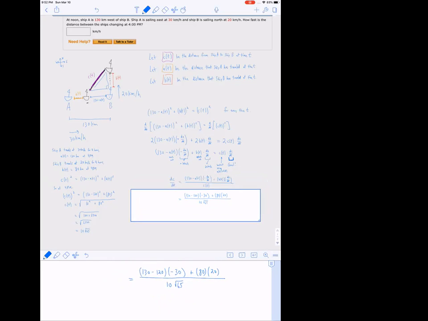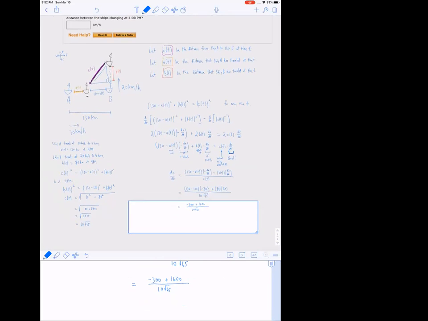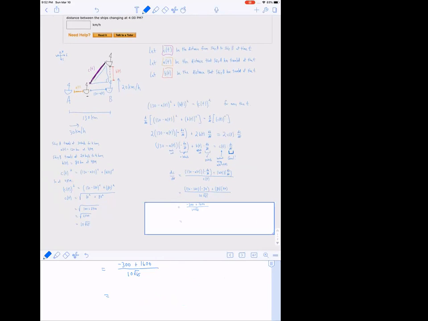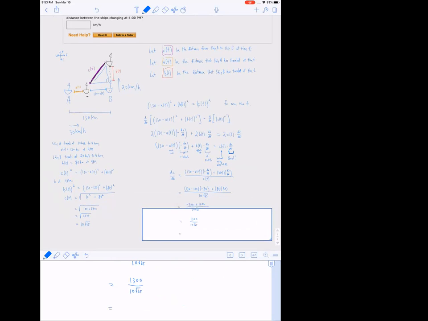Finally, let's clean that up just a little bit. 130 minus 120 is 10, so this will be negative 300. 80 times 20 is 1600. And the denominator is 10 times root 65. All right, 1600 minus 300 is going to be 1300, divided by 10 times root 65. And of course, there's a factor of 10 in there. So we'll call this 130 divided by the square root of 65. And the units should be kilometers per hour.